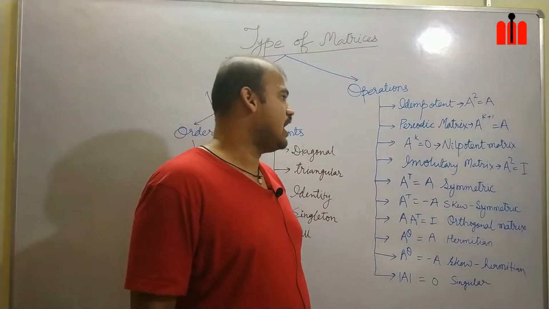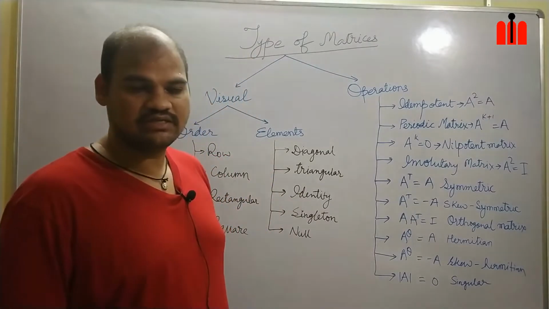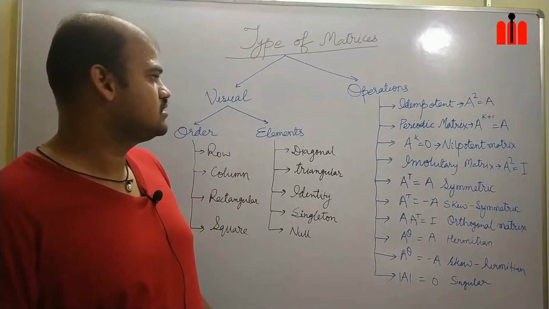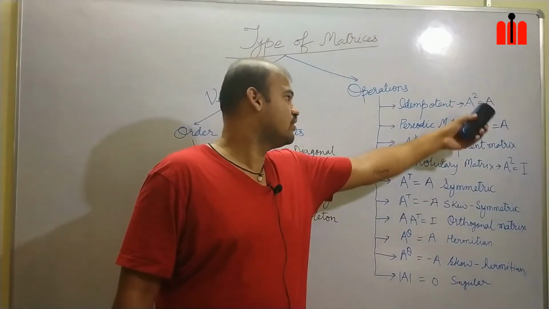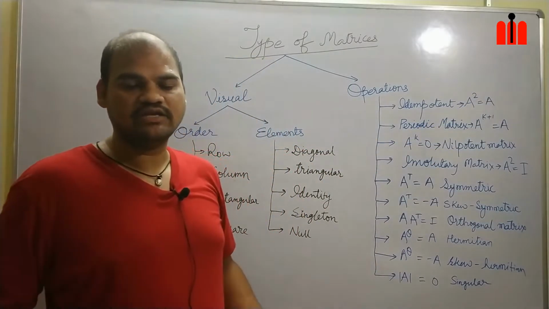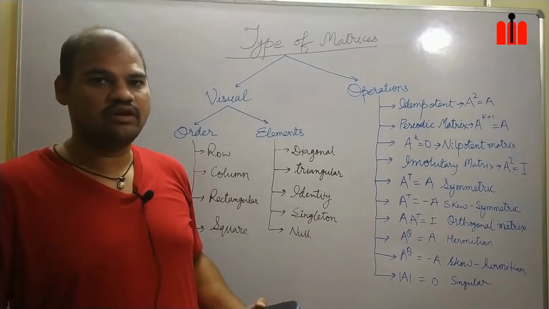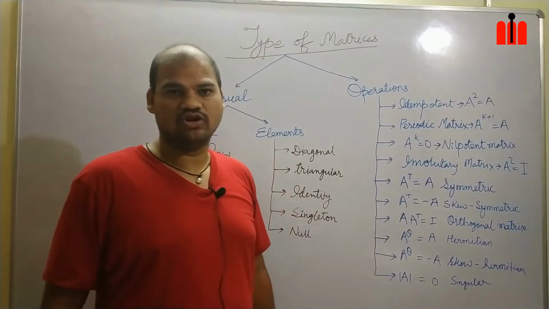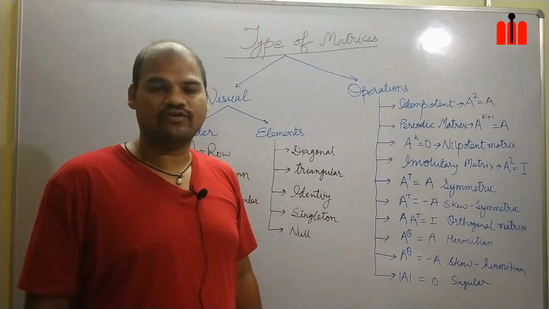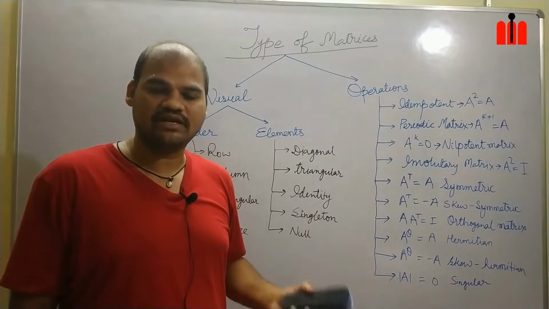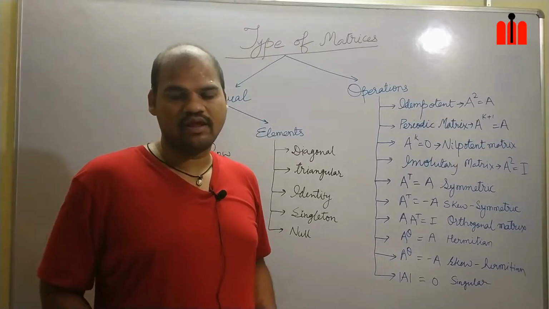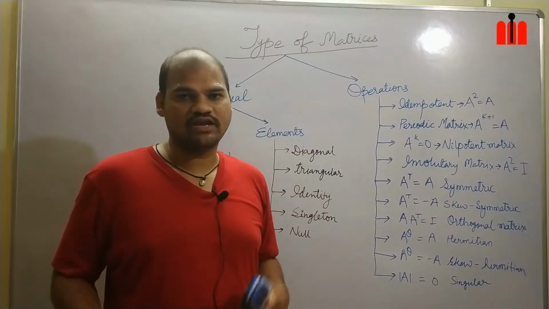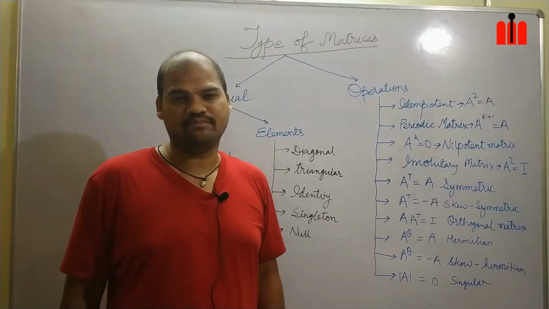Another is the operations class. These are the types of matrices in which you first need to perform certain operations, like here you compute A square equal to A. Unless you perform that operation, you will not be able to find whether it is that type of matrix or not, like whether it is idempotent or not. To find whether it is an idempotent matrix, you have to compute A square and check whether it is equal to A. If A square equals A, then only that matrix is known as an idempotent matrix.